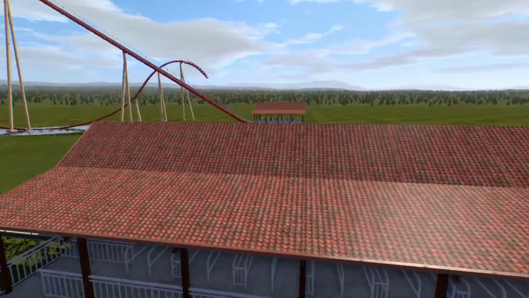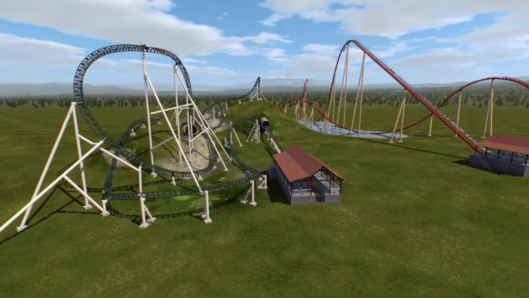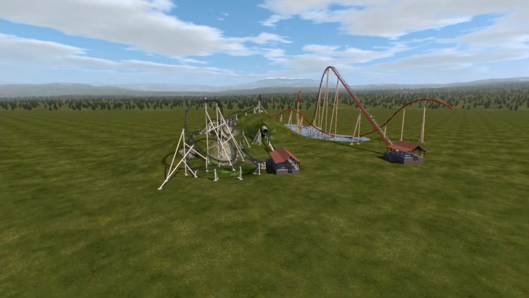And with that 2 minutes of dialogue out of the way, let's get right into it and show you what these two rides are all about.